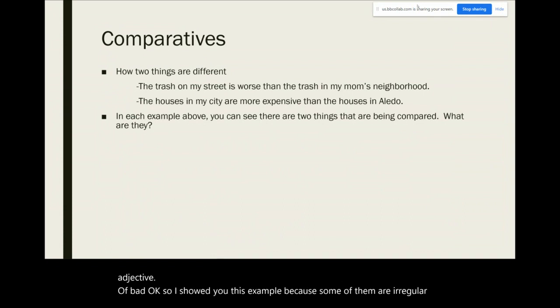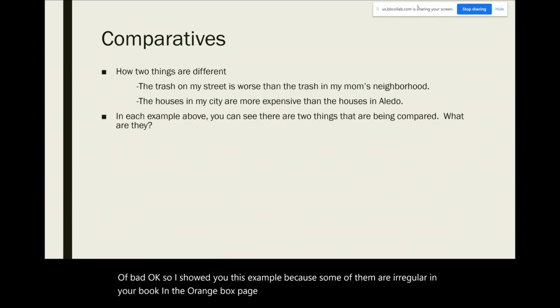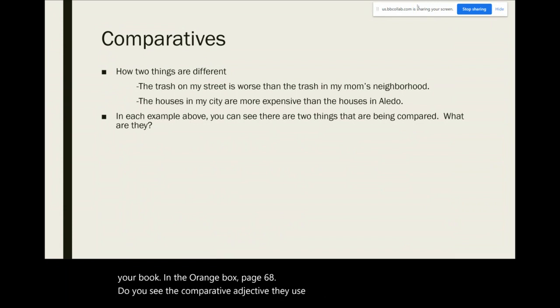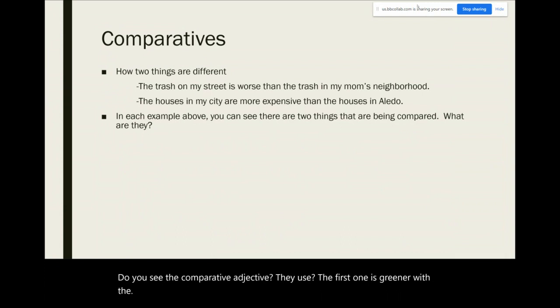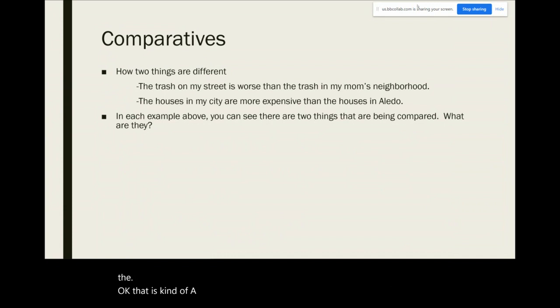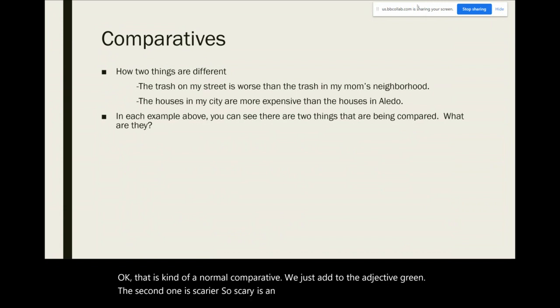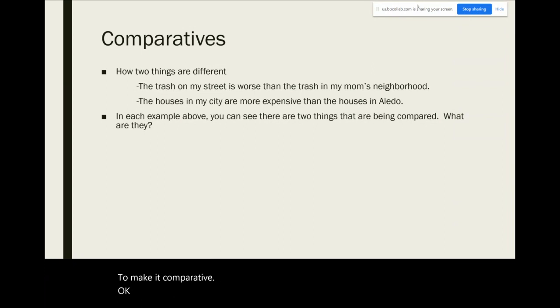In your book, in the orange box, page 68, do you see the comparative adjective they use? The first one is greener with the ER. Okay, that is kind of a normal comparative. We just add ER to the adjective green. The second one is scarier. So scary is an adjective, and we add the IER to make it comparative. The one I'm showing you on my screen is the irregular one. It doesn't really fit with the rules, the ER rule.